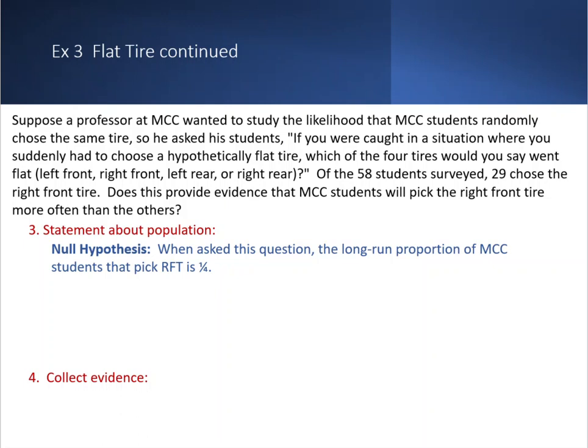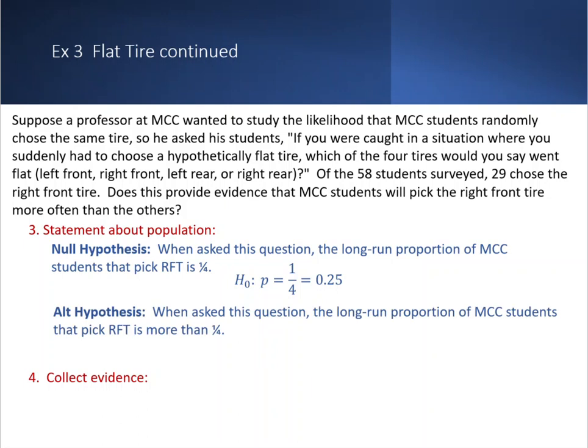So, our population of interest are MCC students, and we think that they're just in general going to pick right front tire in 1 in 4. It's a 1 in 4 chance they pick it. Symbolically, that might look like H sub 0 says that p is equal to 1 out of 4, or in other words, 0.25. Now, the alternative is what the researcher wants to show.